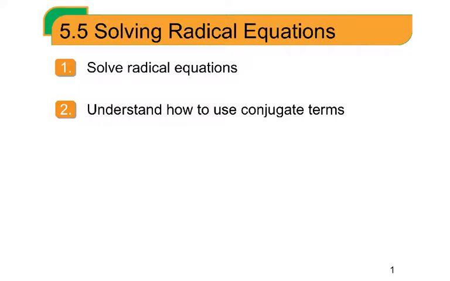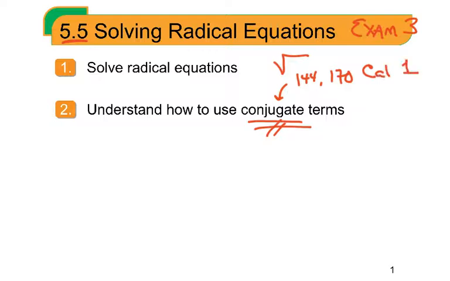Hello there. This is the last section we're covering before exam 3. It is a little out of order, but this is 5.5 in the book if you're looking for it. We're going to talk about solving equations that involve square roots, basically. Also, conjugate terms come up not so much in 144, but in 170, which is Cal 1. If you ever decide to go on, you will find them very useful there.